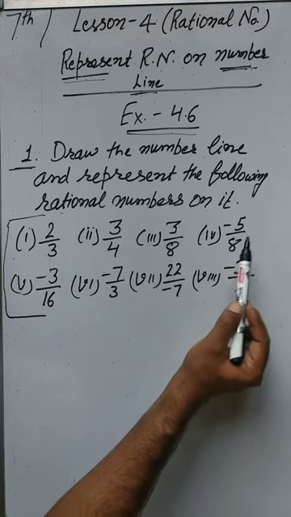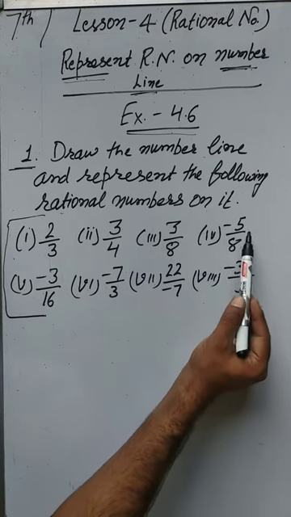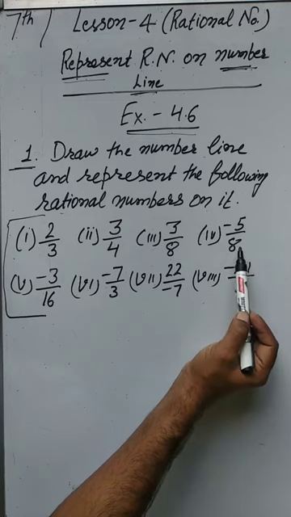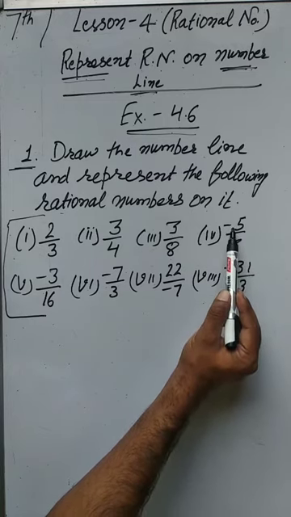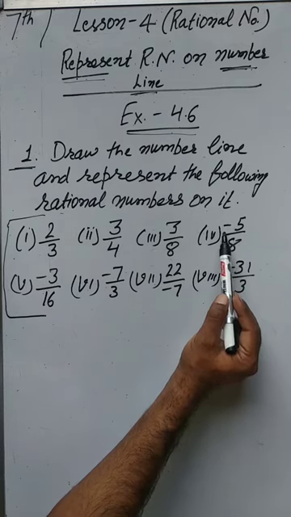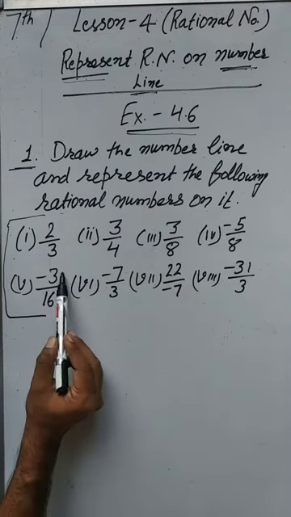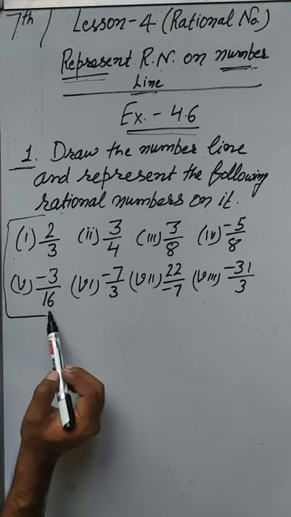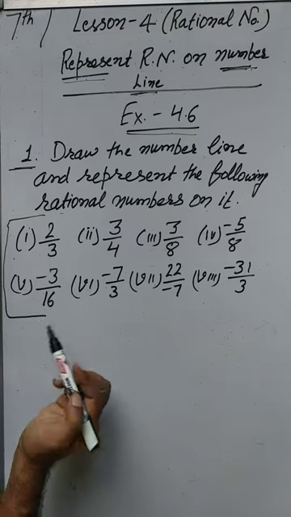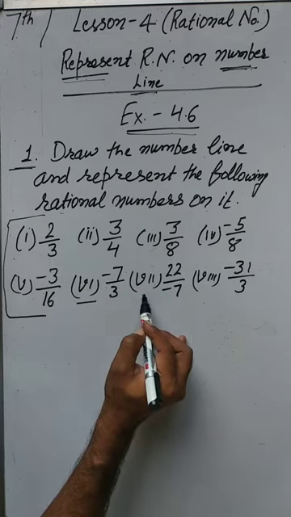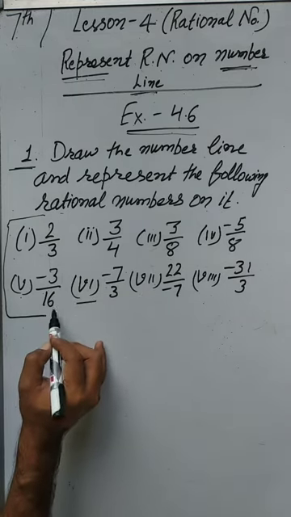And the fourth rational number, beta, is minus 5 upon 8. The numerator is 5 and the denominator is 8, so the numerator is smaller and the sign is negative. So it lies between 0 and minus 1. Similarly the fifth one, minus 3 upon 16, also lies between 0 and minus 1.